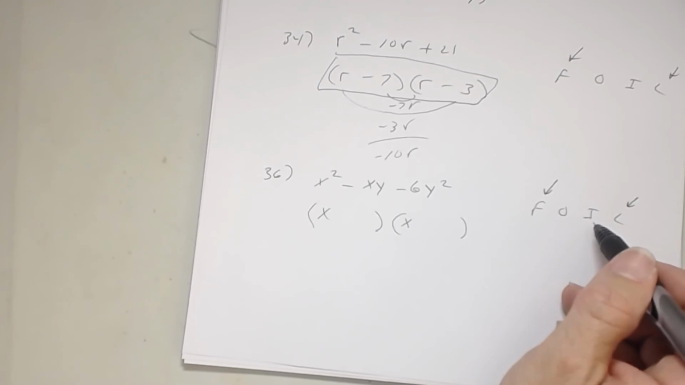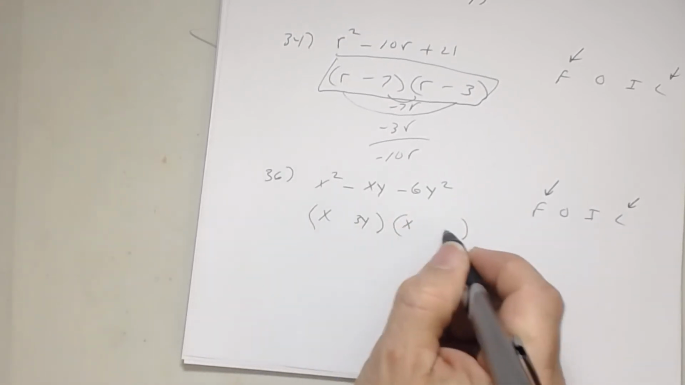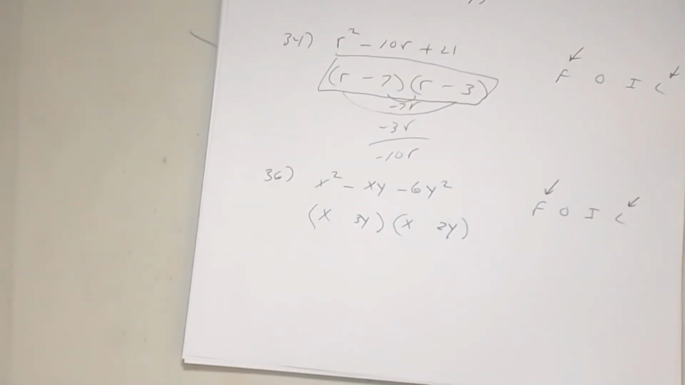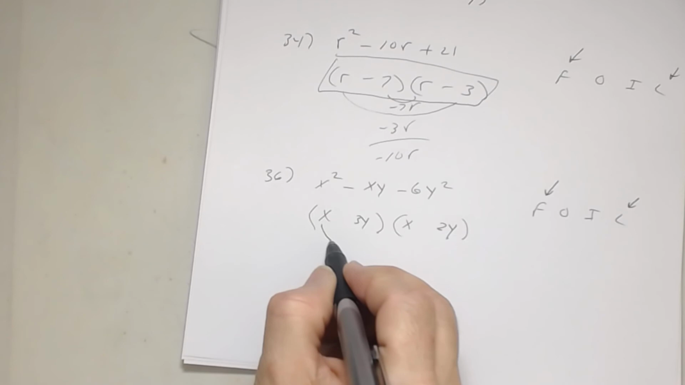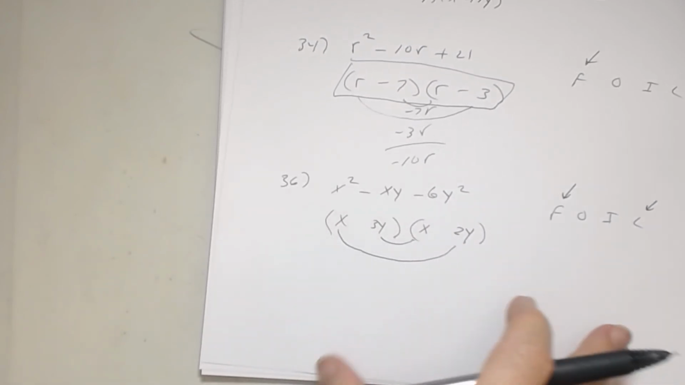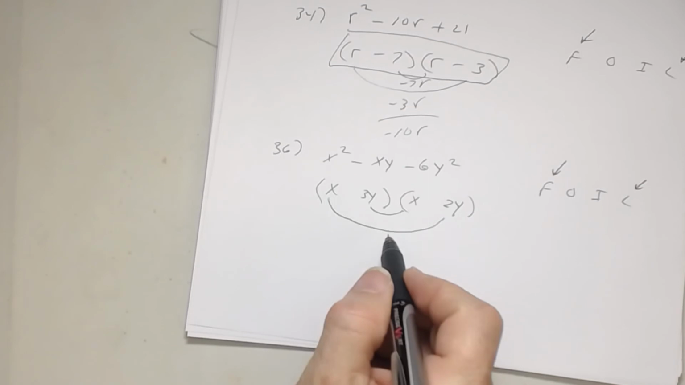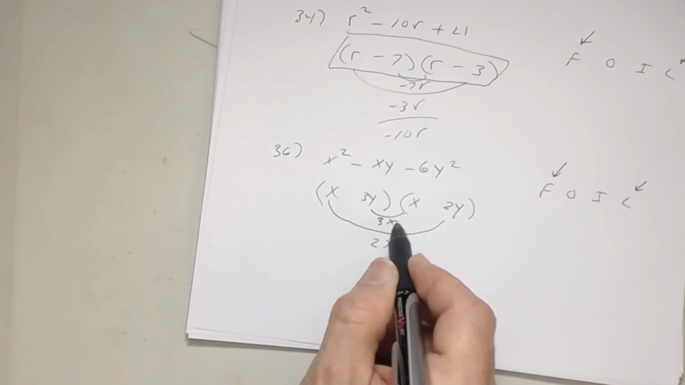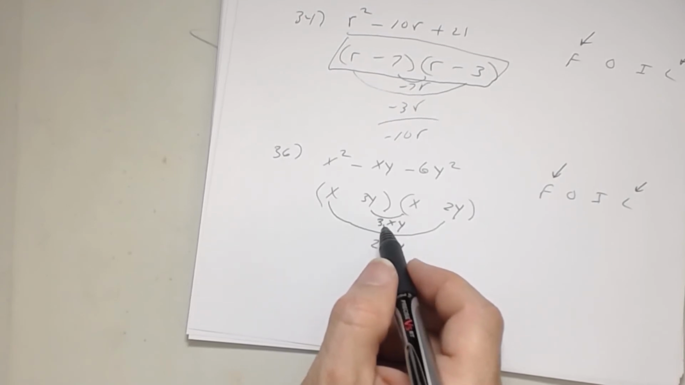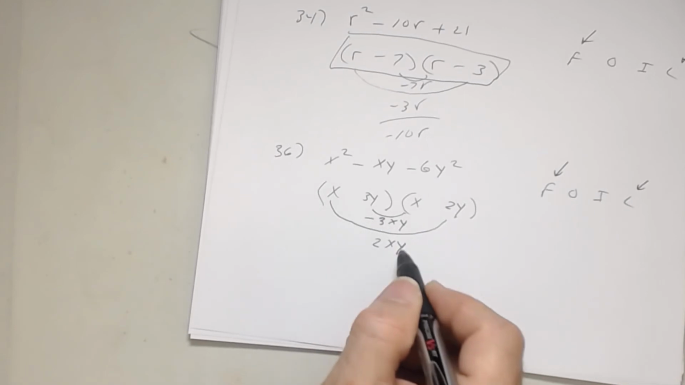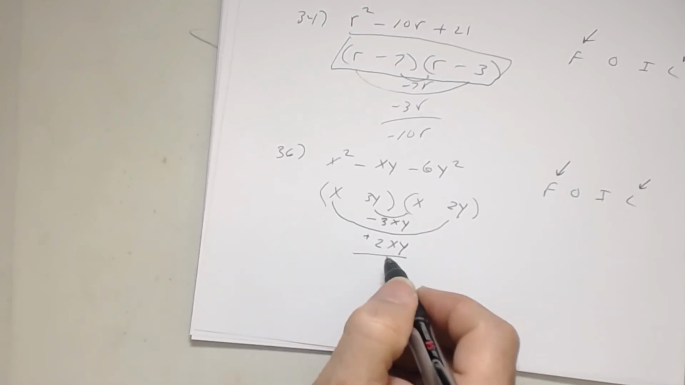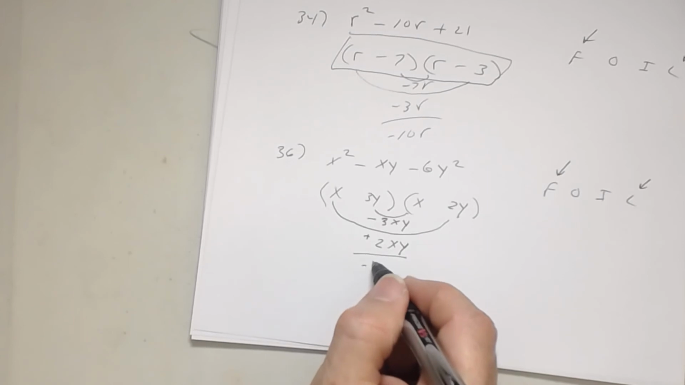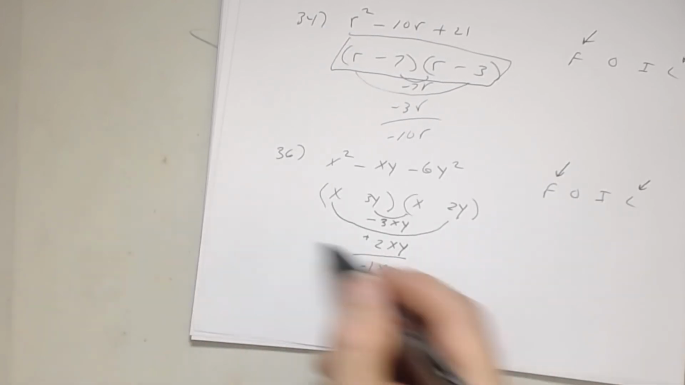3 and 2. Now, remember, there are two variables here, so I can't just say 3 and 2. I've got to say 3y and 2y. Last sign is negative, though. So that means the larger of the outer and inner will take the middle sign. The outer is 2xy. What's the inner? 3xy. So that means 3xy has to be negative, 2xy has to be positive, so make sure you get that negative 1xy. Do I get negative 1xy? Yes. So my order's correct now.